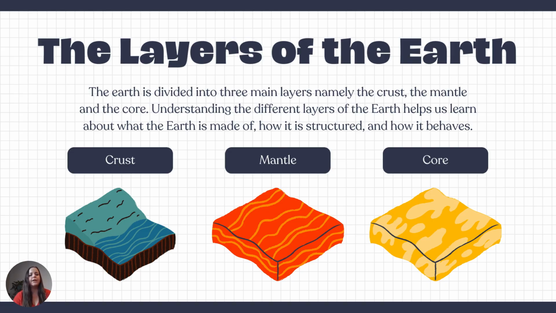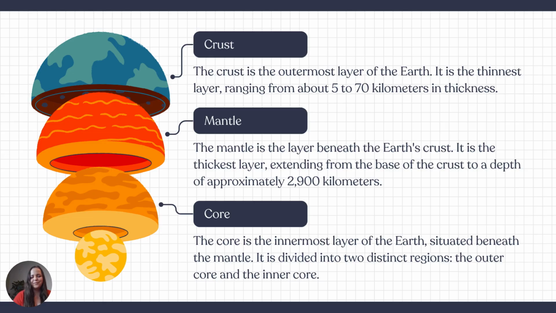So let's first talk about the layers of the earth. The earth has three basic layers. We have the crust, which you stand on, the mantle below the crust, and then the core, which is the interior. And then the core is separated into the inner core and outer core.